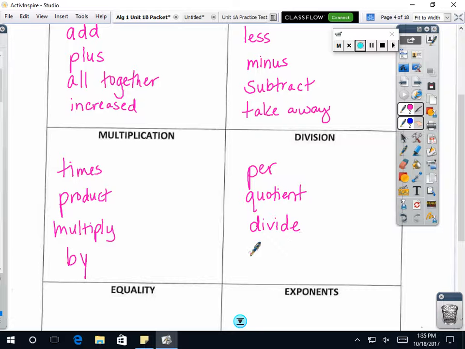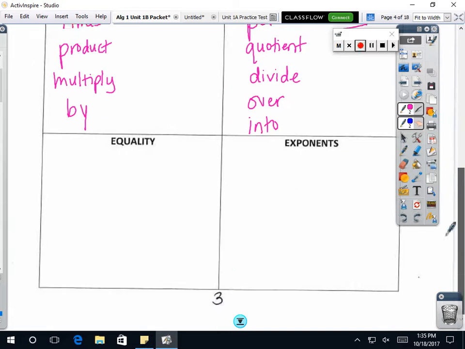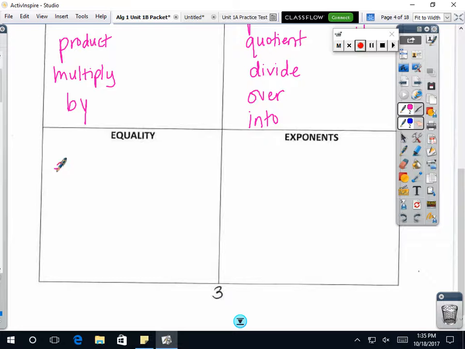Okay, what about over? Like 3 over 4. You would do 3 divided by 4. What about into? Yeah, that's kind of the same as over. It puts it in fraction form, but to simplify it to a decimal, you're just dividing it. Okay, equality. Equal. Good job. What else? Same. Very good.